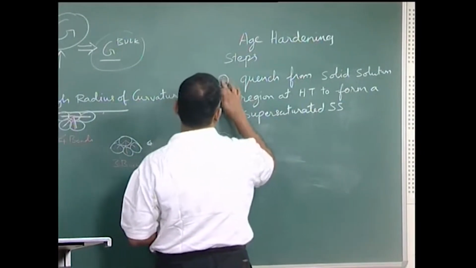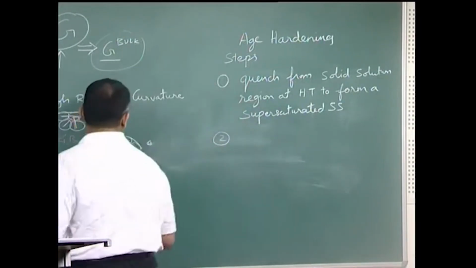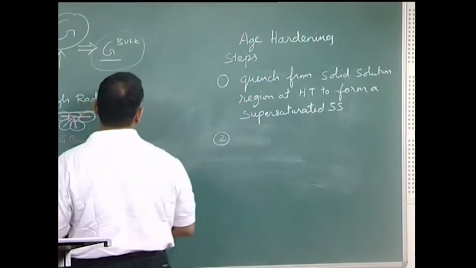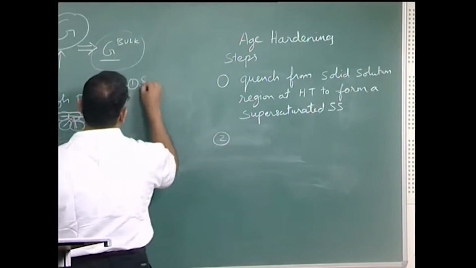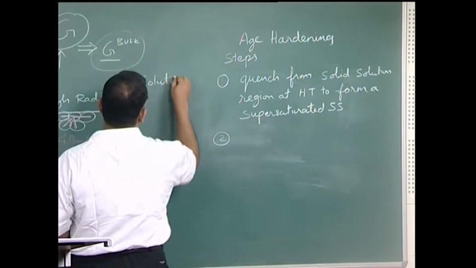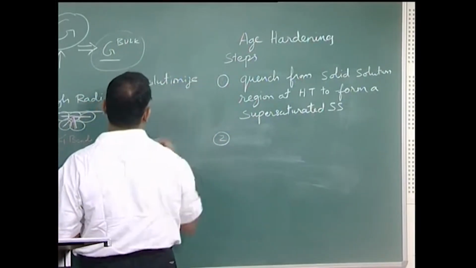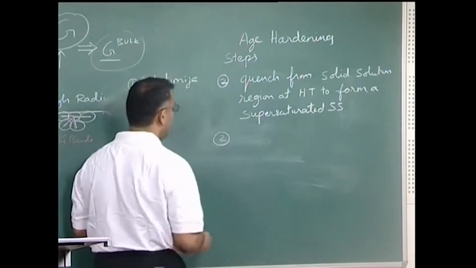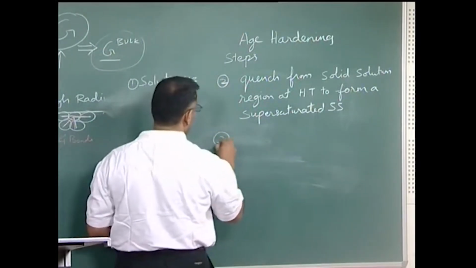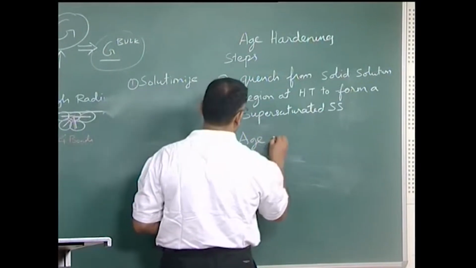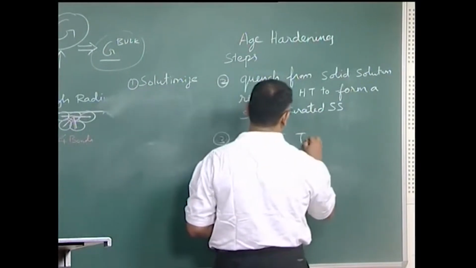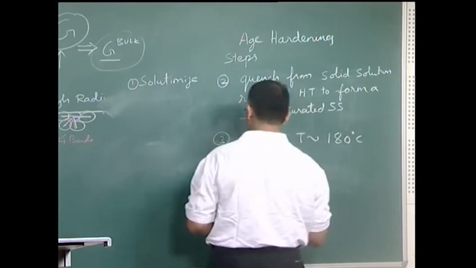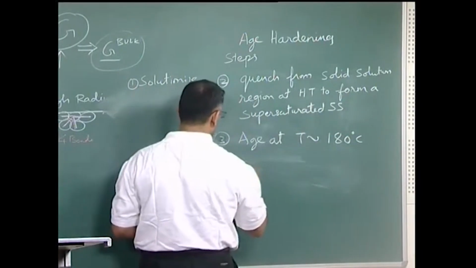Okay, this is actually not the first step. We first solutionize at high temperatures, followed by quenching from high temperatures, then we age, then we cool to room temperature.